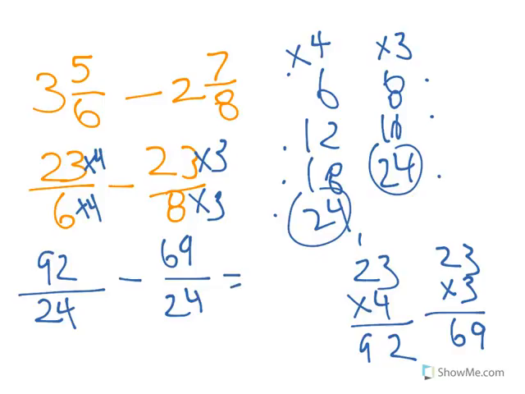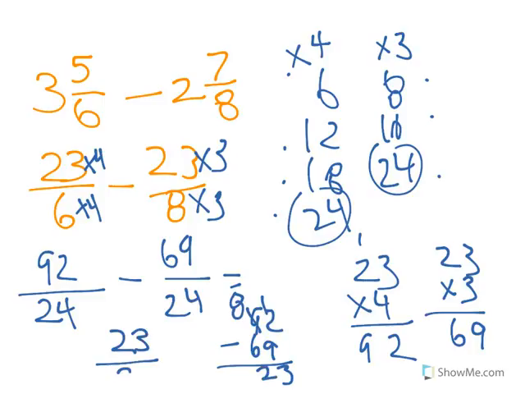So we've got 92 minus 69 now. That's just the subtraction part. So that's going to be 3. 2 minus 9 is 3, but I've got to borrow from here. So 12 minus 9 is 3. So it's going to be 23 over 24. And that's going to be my final answer.